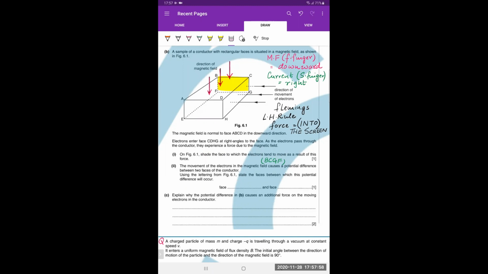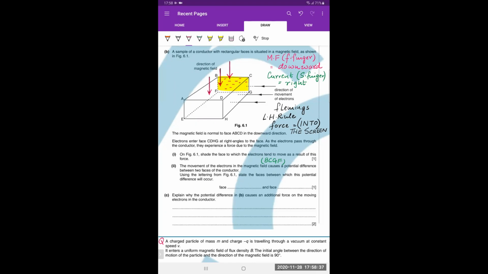ठीक है, परफेक्ट. ऑलराइट, फिर यार the next part says the movement of the electrons in the magnetic field causes a potential difference between the two faces of the conductor. So, using the letters from this figure, state the faces between which potential difference will occur. So, बहुत simple है. If electrons are going towards the yellow shaded side, then you would agree that the yellow side can be labeled with minus signs just to show the accumulation of electrons.